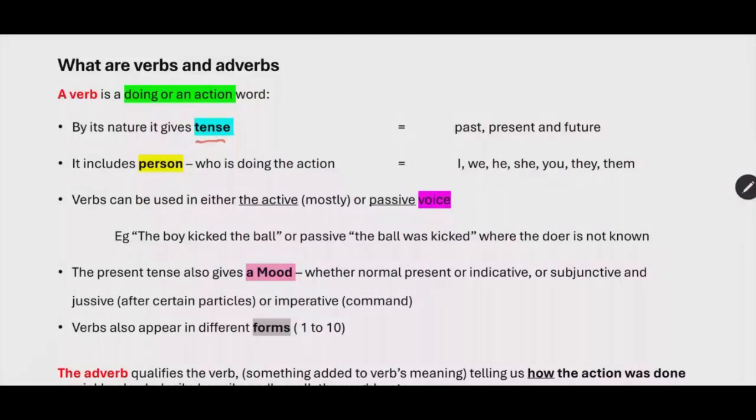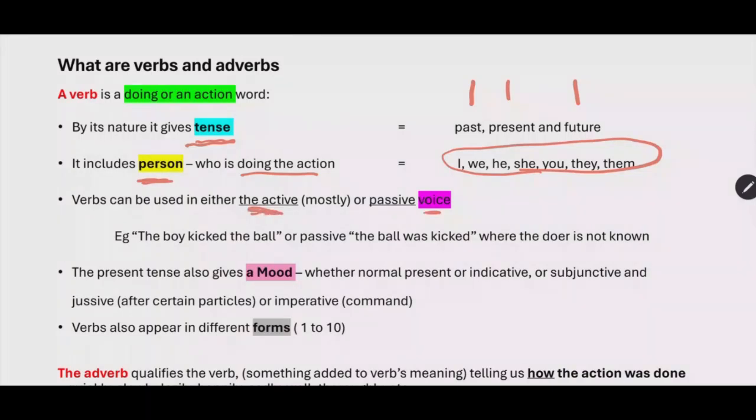Normally, it shows us tense, right? And the three tenses we know are past tense, it happened before; present, it's happening now; or it's going to happen in the future. It tells you also who is the person doing the action. It can be any of these pronouns. And verbs can be used in a particular voice as well.